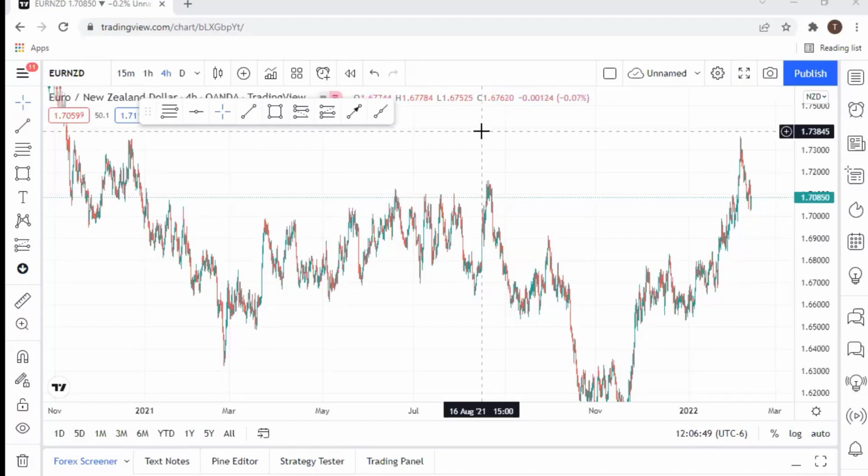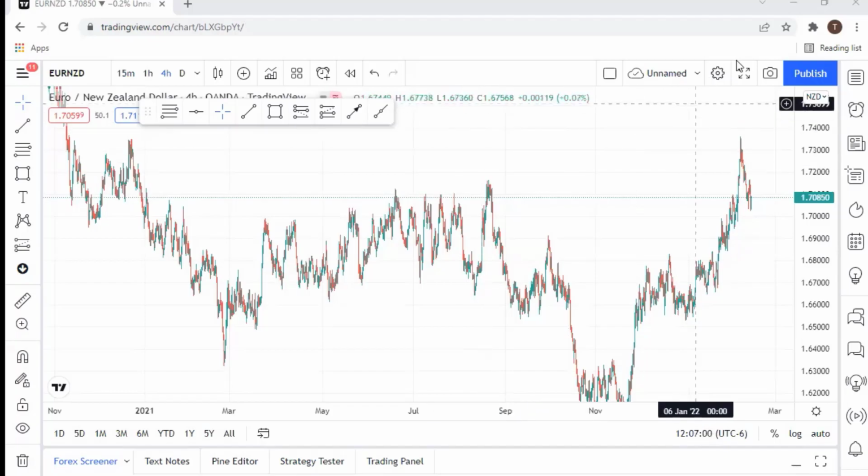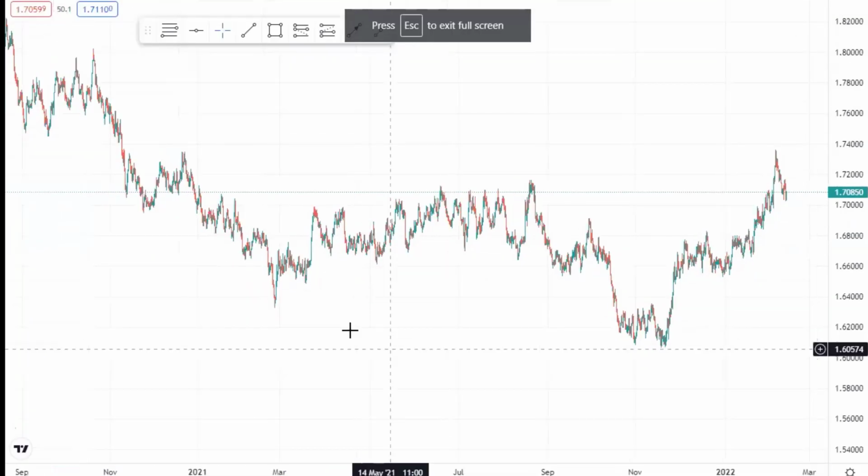So basically, what I'll be teaching you guys today is entry criteria, what I look into before taking any trade. All right, I hope you all can see my chart clearly.